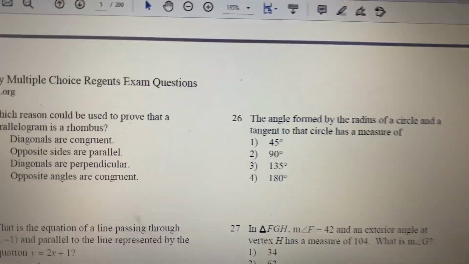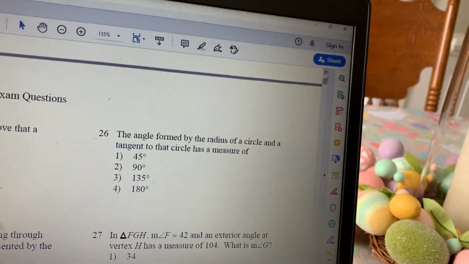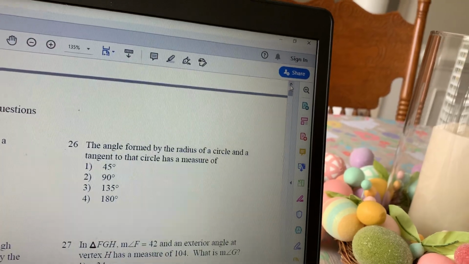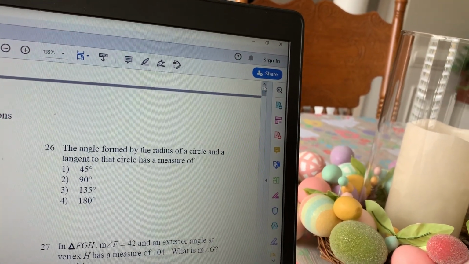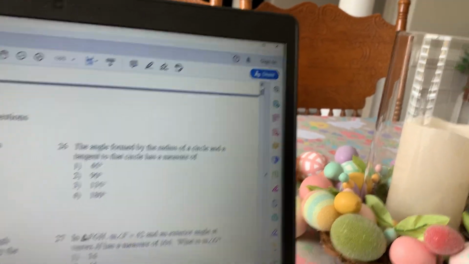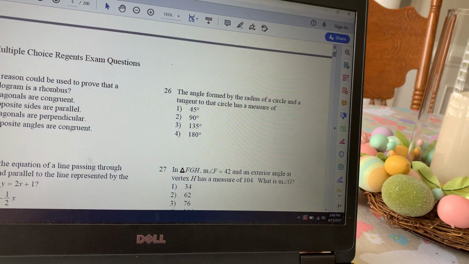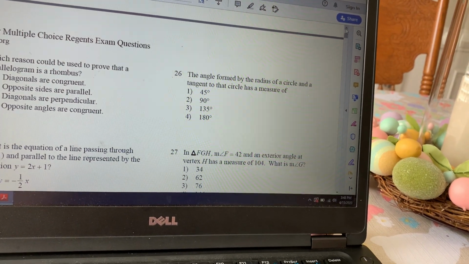Number 26. The angle formed by the radius of a circle and the tangent to that circle has a measure of what? Again, this was one of the ones we kind of skipped. We were doing angles inside of a circle. So I will draw it so y'all can see it, okay?